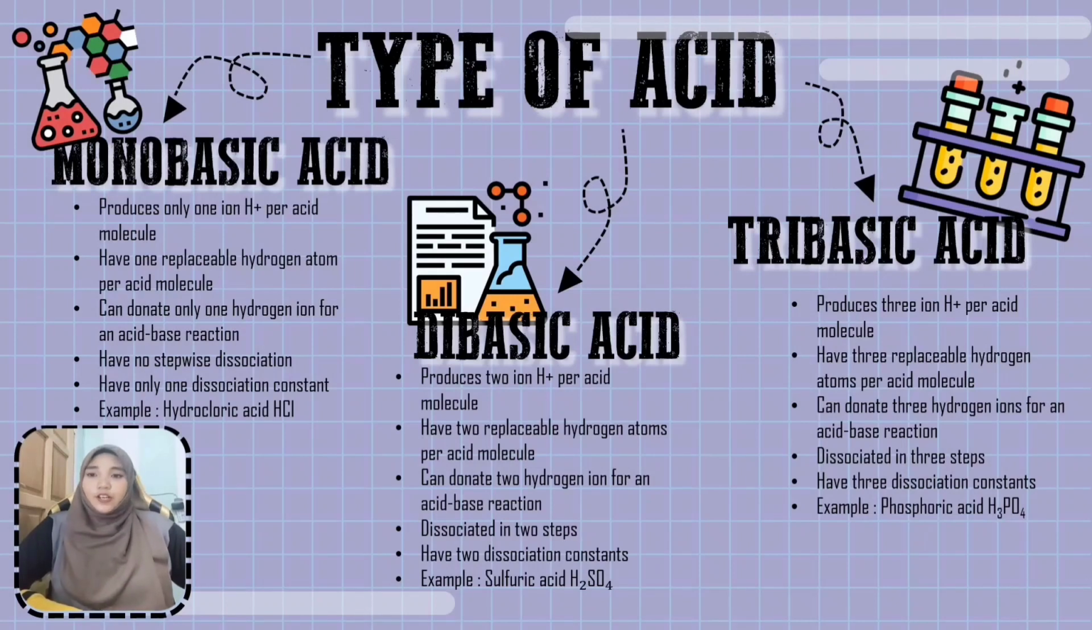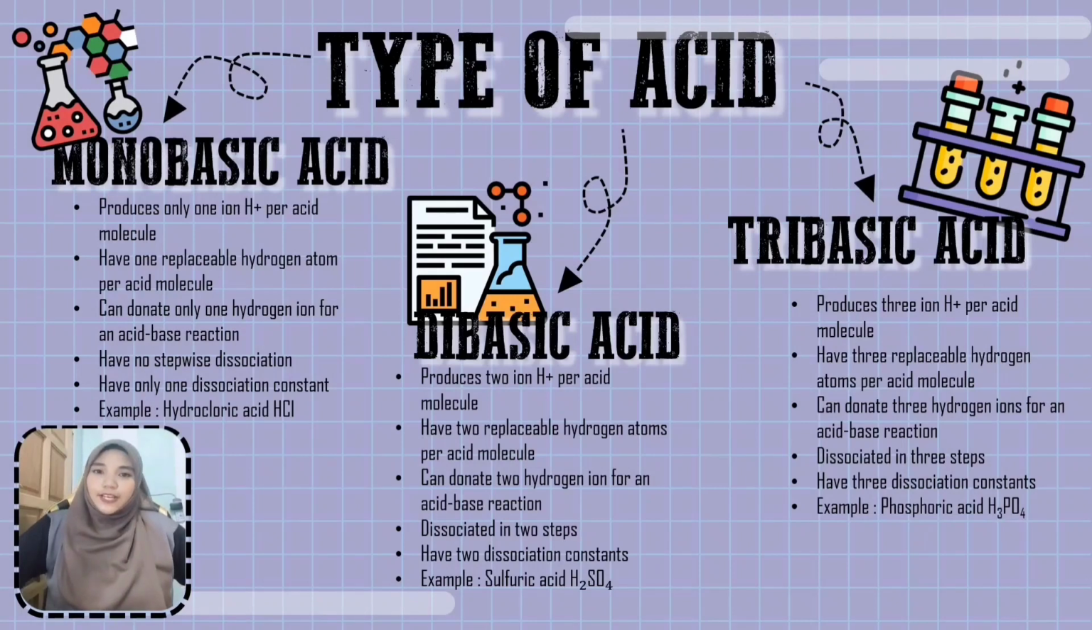Then, we'll talk about dibasic acid. Dibasic acid produces 2 hydrogen ions per acid molecule. That means it has 2 replaceable hydrogen atoms per acid molecule. It can donate 2 hydrogen ions for an acid-base reaction. It dissociates in steps. That means it has 2 dissociation constants. The example of dibasic acid is sulfuric acid.